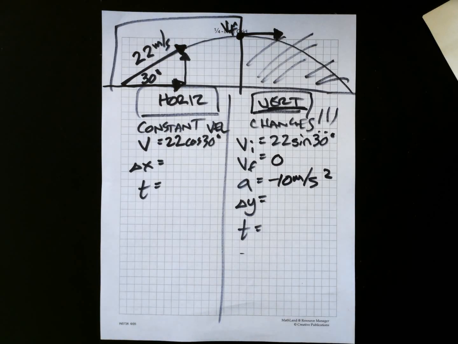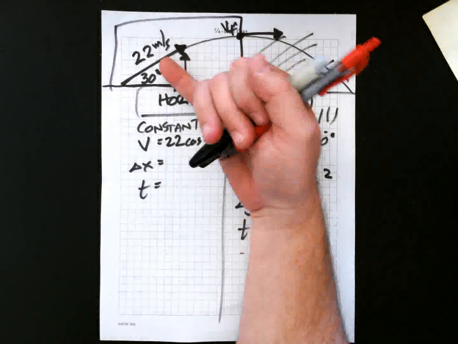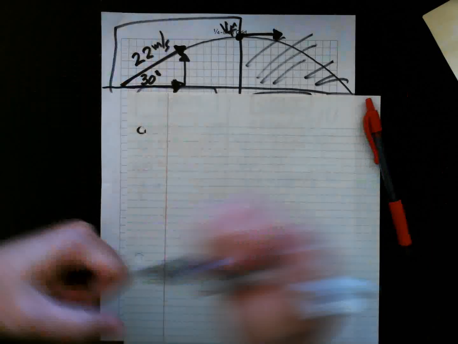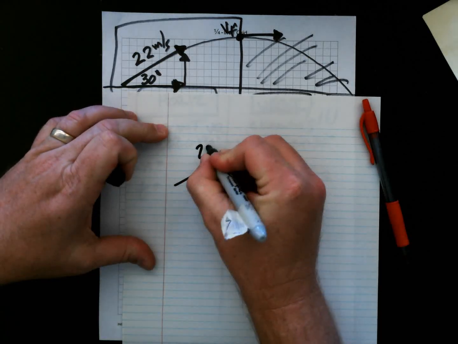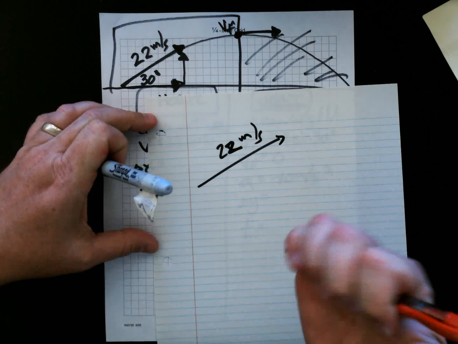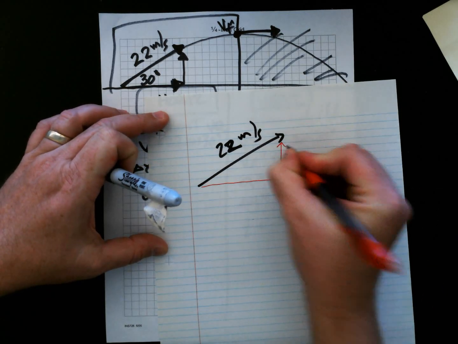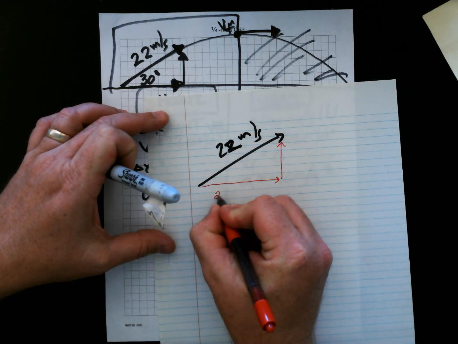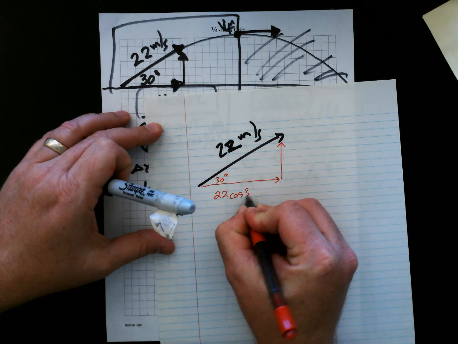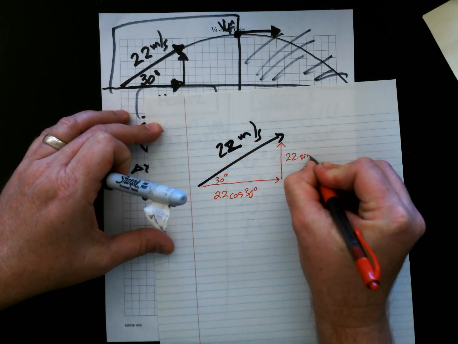All right, everybody, this is the problem we started on Thursday when we were together. The first idea is how to split up the velocity into two components. If I have 22 meters per second, I can split it up into its x component and its y component. Its x component will be 22 cosine of the angle, so cosine of 30 degrees, and the vertical will be 22 sine of 30.